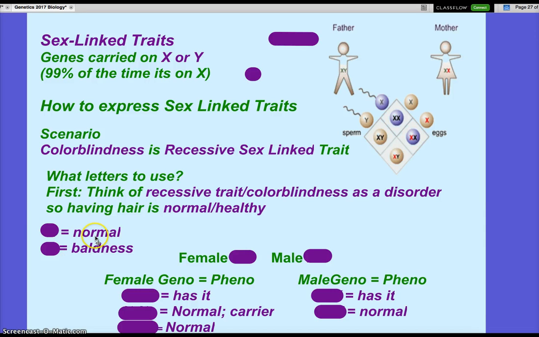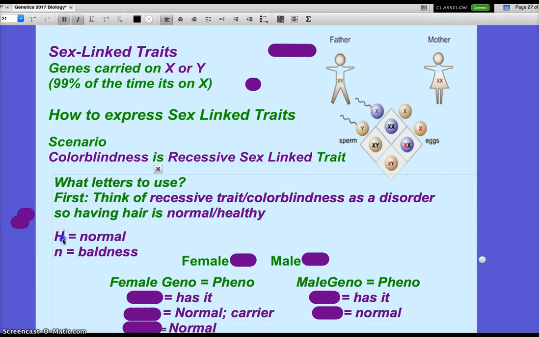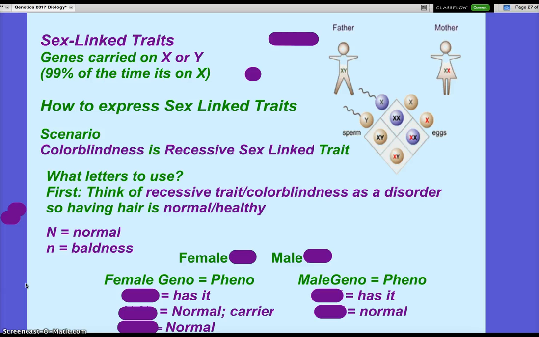So color blindness is a disorder, so we want to think N for normal, right? Or H for healthy. There should be an N there because I'm going to stick to N. So change this to N. I was going to change it to H, but you usually pick N or H, healthy or normal, because the disorder is going to be anything else.